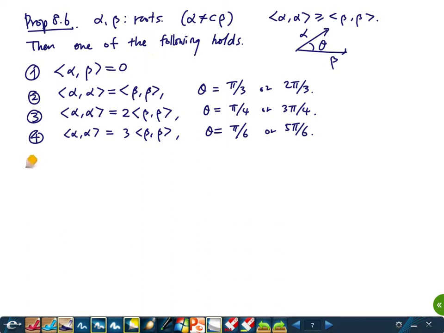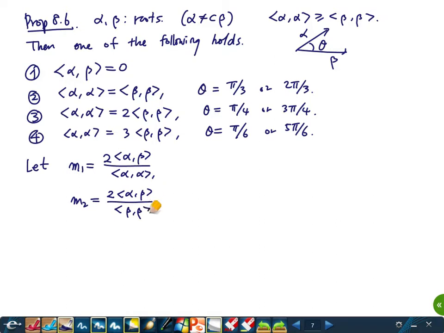Before proving this, let m1 equal 2 times (alpha, beta) over (alpha, alpha), and let m2 be 2 times (alpha, beta) over (beta, beta). Okay? So what is that? The first case is simple. In the second case, we have the same length for alpha and beta.